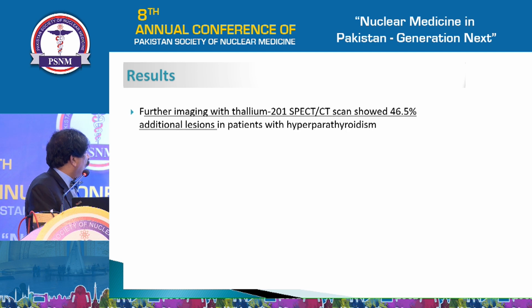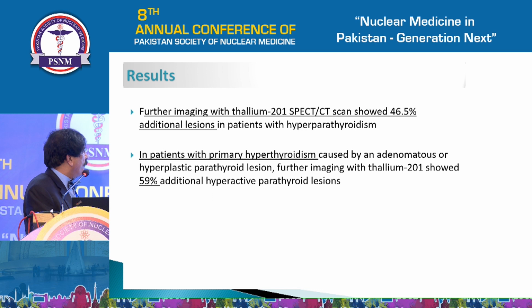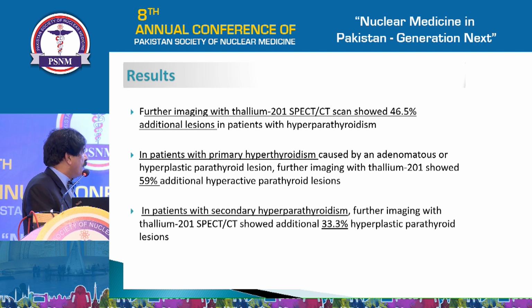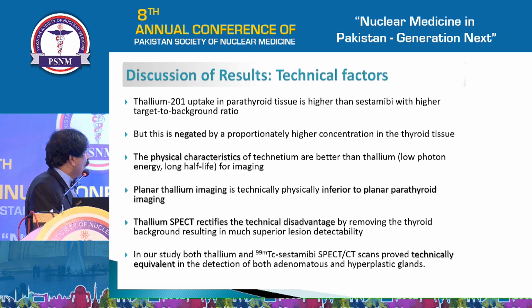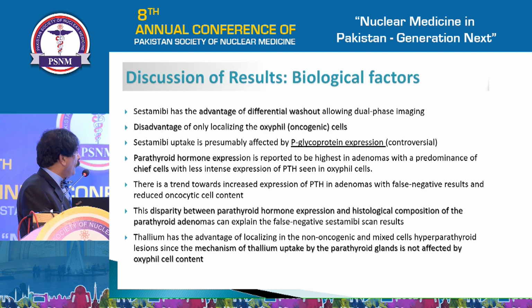So we come to the results of the study. Further imaging with thallium-201 SPECT CT showed 46.5% additional lesions in patients with primary hyperparathyroidism caused by adenomatous or hyperplastic glands. Thallium-201 imaging showed 59% additional lesions in patients with secondary hyperparathyroidism, and 33% additional hyperplastic parathyroid lesions were seen. The reason, as I've said earlier, is the localization of thallium in the chief cells, which are actually the main culprit.